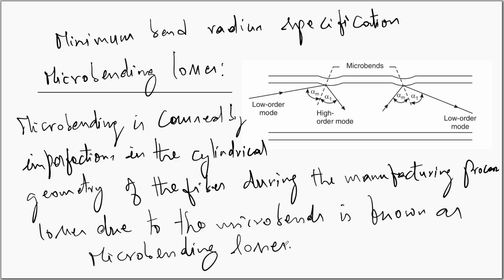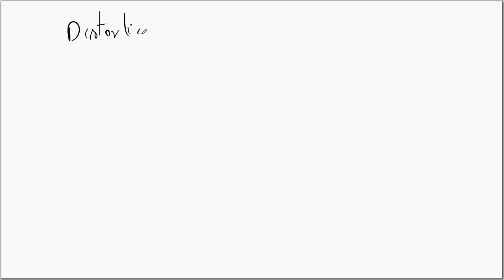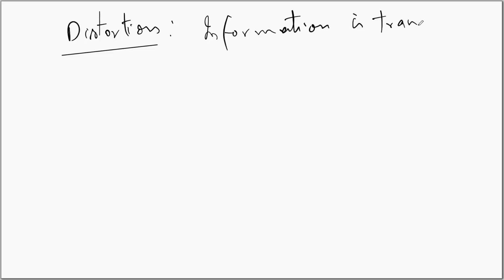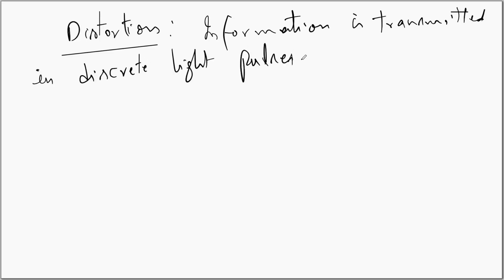Now we shall discuss the distortion. In optical communication systems, the information is coded in the form of discrete light pulses which are transmitted through the optical fiber. In optical fibers, the information is transmitted in terms of discrete light pulses.